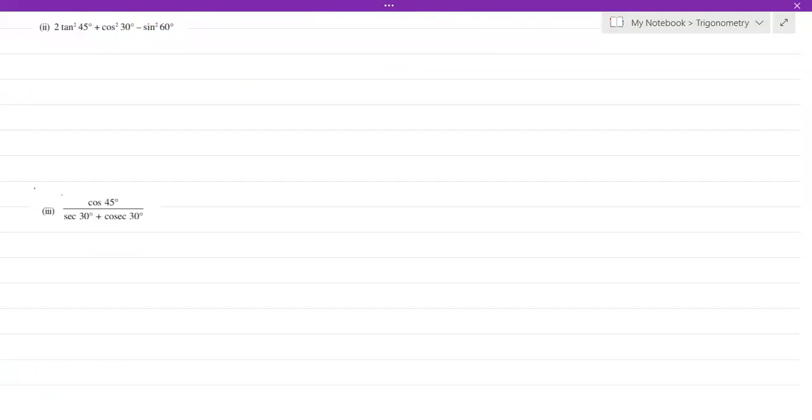That's it. So in the next question, 2 tan square 45 plus cos square 30 minus sin square 60. So 2 tan square 45. First, let's substitute the value of tan 45. What is tan 45? 1. Since it is square, let's square it. Similarly, cos 30 degrees is root 3 by 2. Since it is cos square, let's square it. Minus sin square 60. Sin 60 is root 3 by 2. Since there is a square, we will square it.